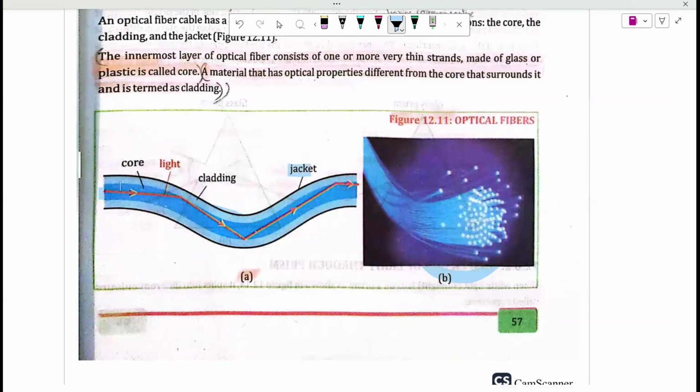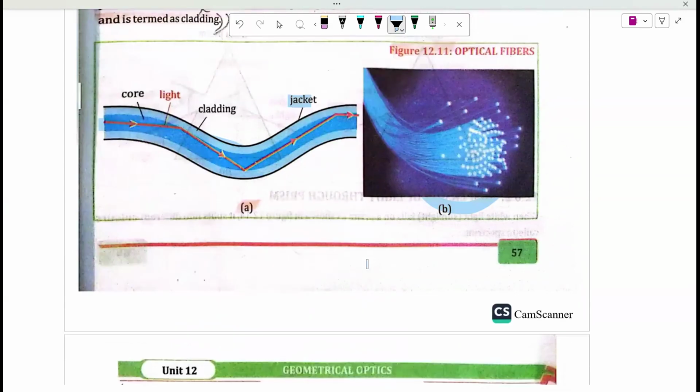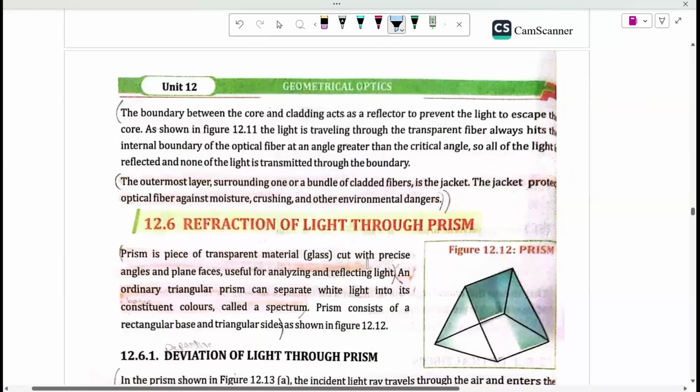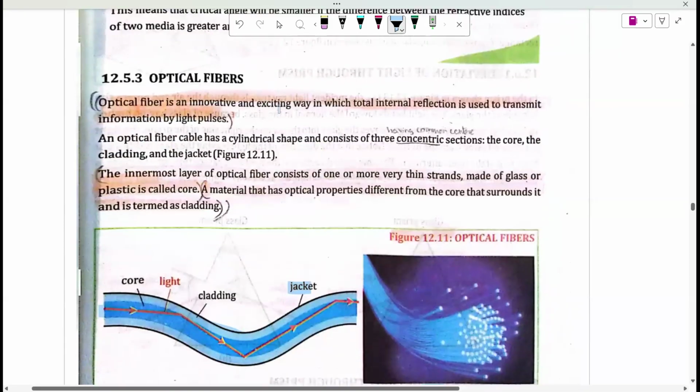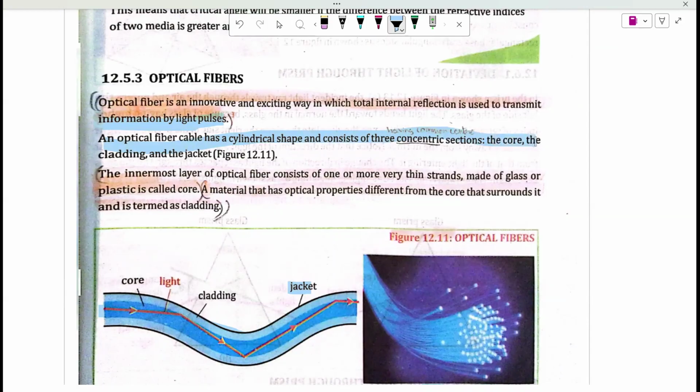And jacket is basically the protective coating that we give on the optical fiber, because these are basically thin glass strands which use light for communication purposes, so they need to be used very carefully. So as you could see here, optical fiber is an innovative and exciting way in which total internal reflection is used to transmit information by light pulses. Optical fiber cable has cylindrical shape. It consists of three concentric sections: core, cladding, and the jacket.